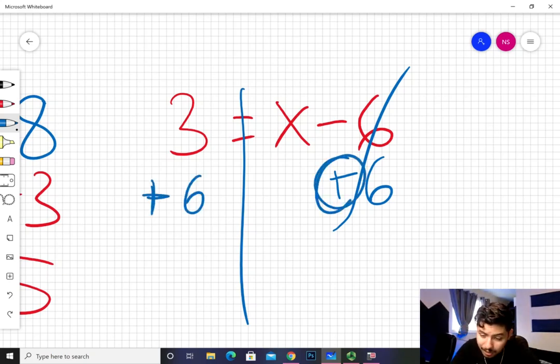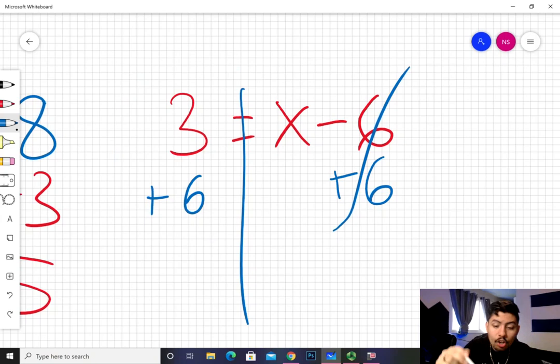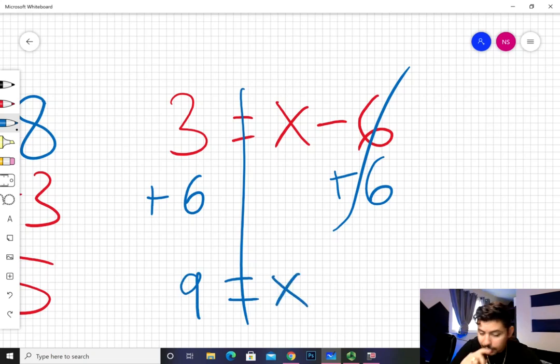That symbol is actually key, because that's what's telling us what operation to do on this side. 3 plus 6, what do we end up getting? We end up getting 9 equals x. Some students always ask me, why does it go underneath? It's because it has to go underneath its like term. Whatever you're moving from one side of the equation to the other, it must go underneath its like term.